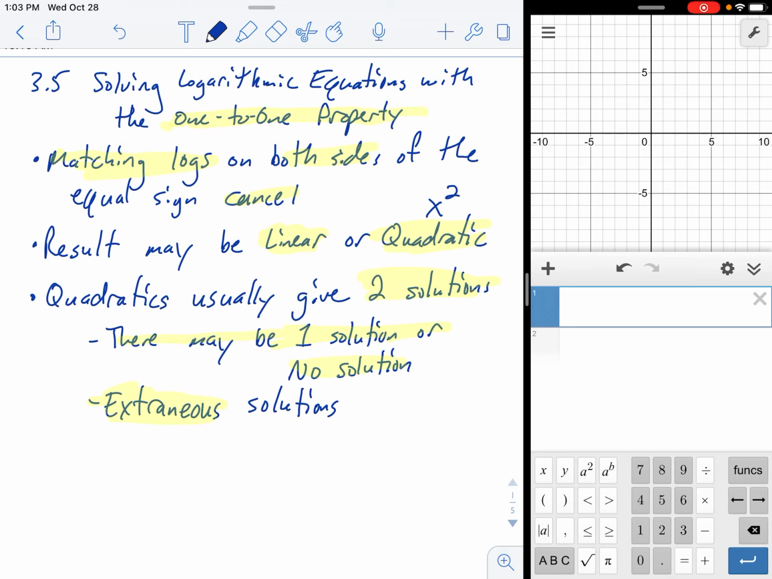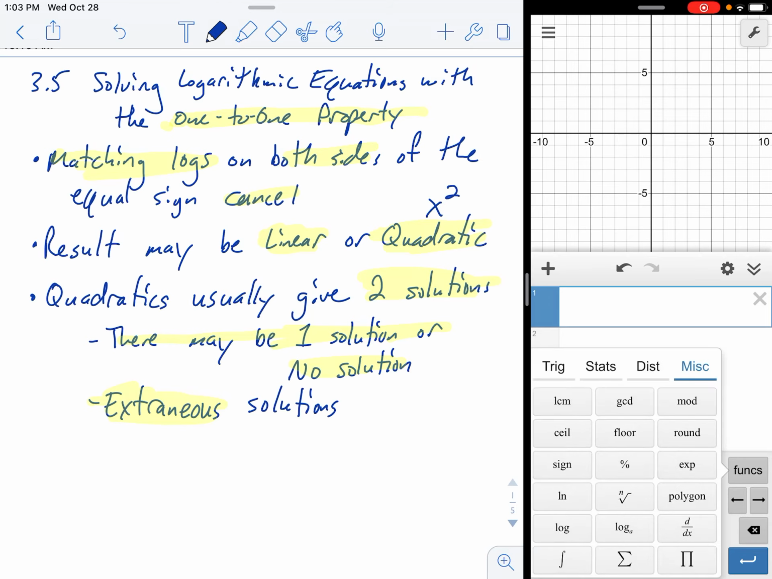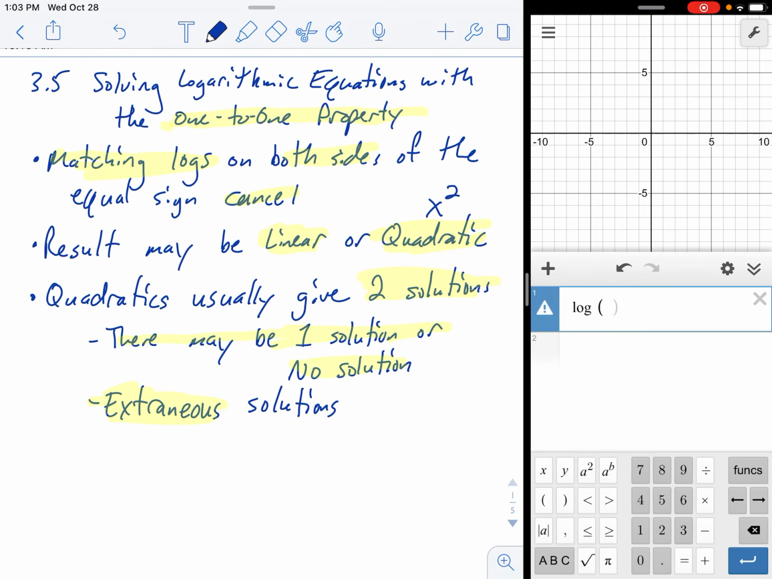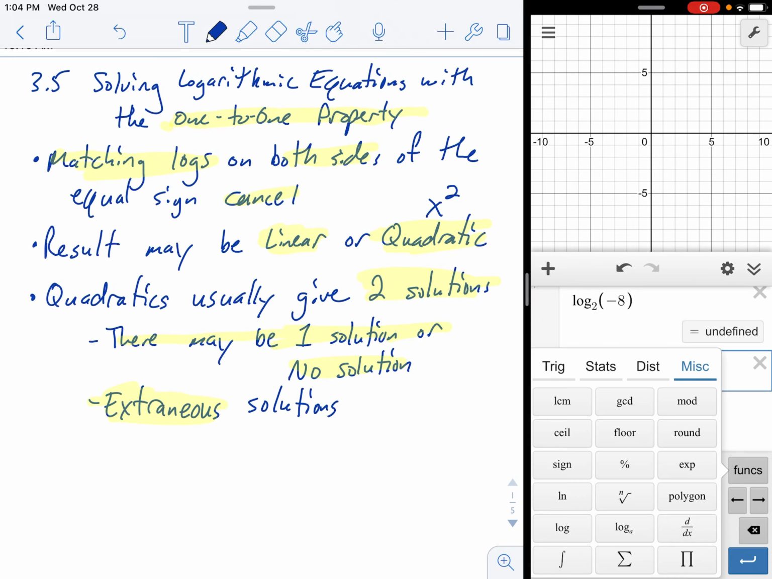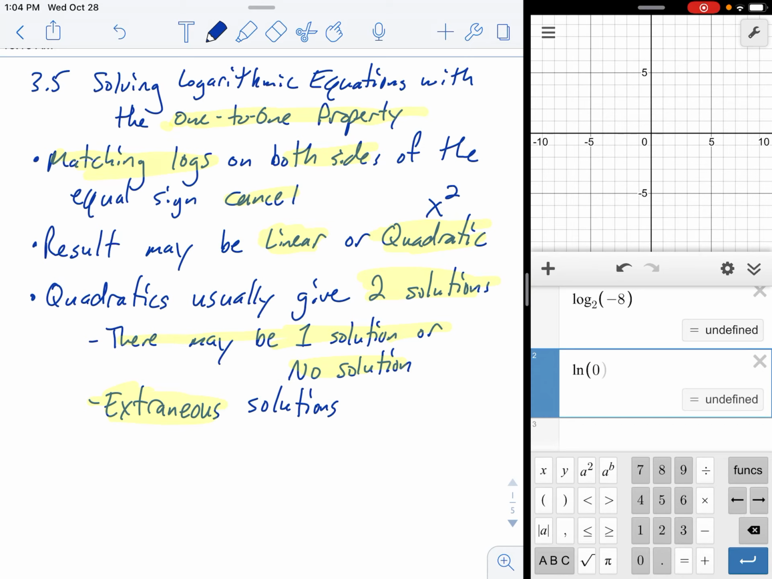Anyway, I've pulled up Desmos to show something about logarithms. So let me just do a general random log. So I'm going to do logarithm base 2 of -8, and you get undefined. Or maybe the natural log of 0, and you get undefined. You can only take logarithms of positive numbers.